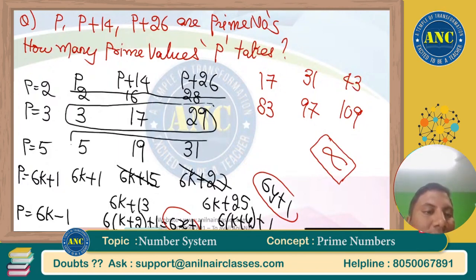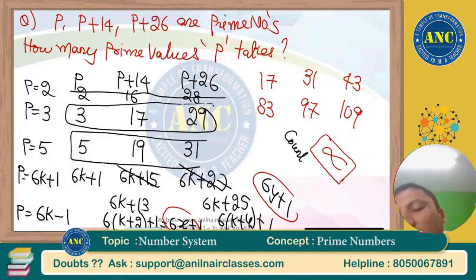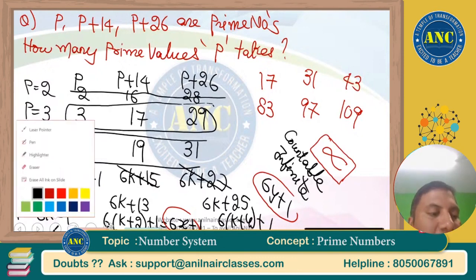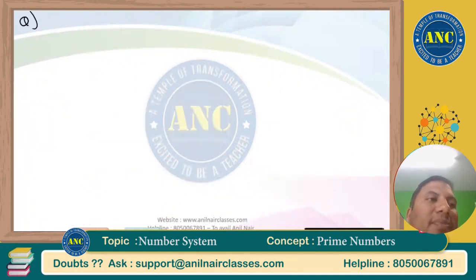These are possible, and there are some prime numbers of the form 6k minus 1 that are also possible. So with many values of 6k plus 1 or 6k minus 1, it will tend to countable infinite. The answer for this question is countable infinite. I hope the idea is clear. Two questions, very easy questions if you understand the logic.